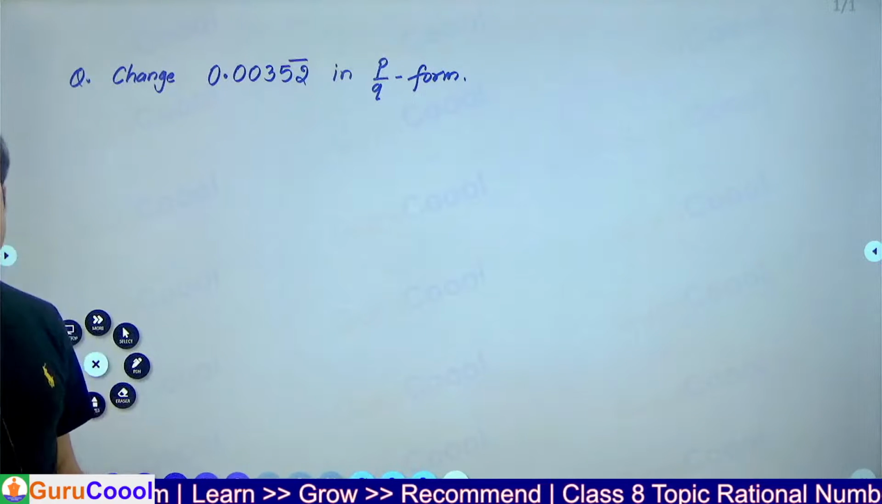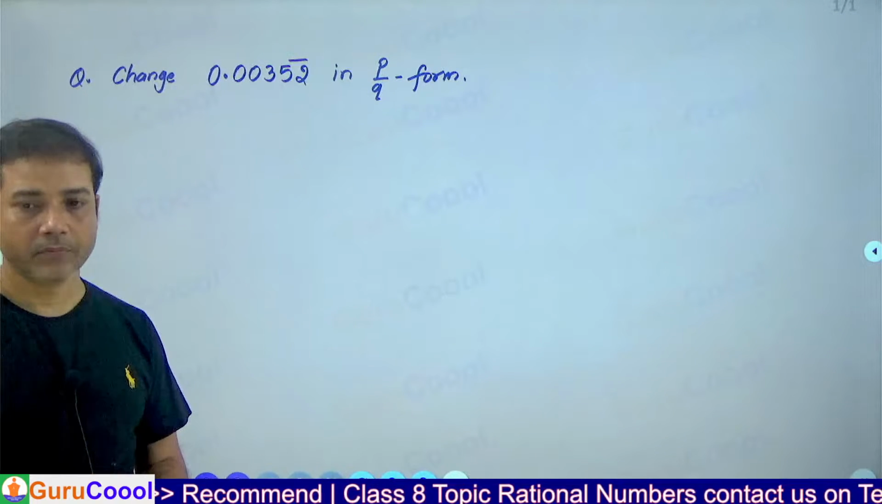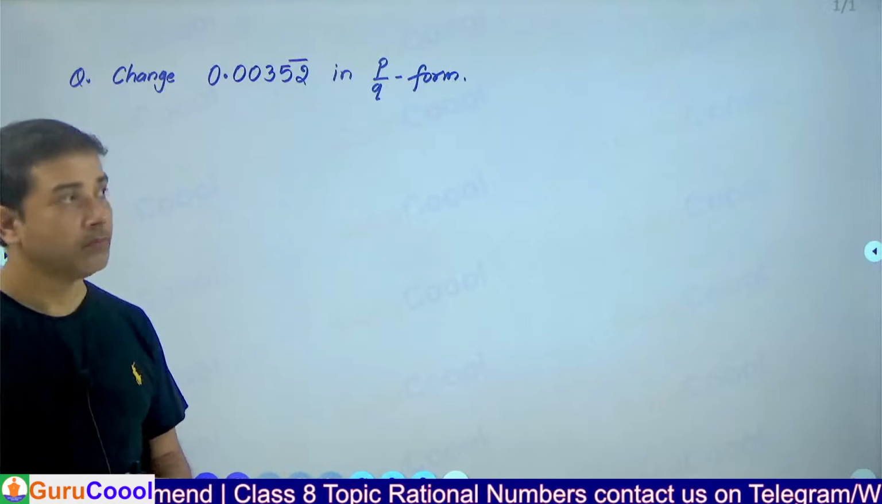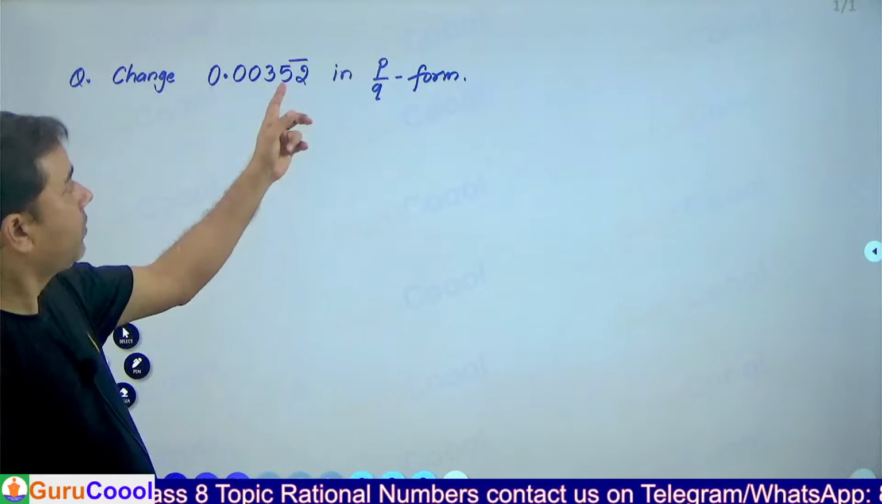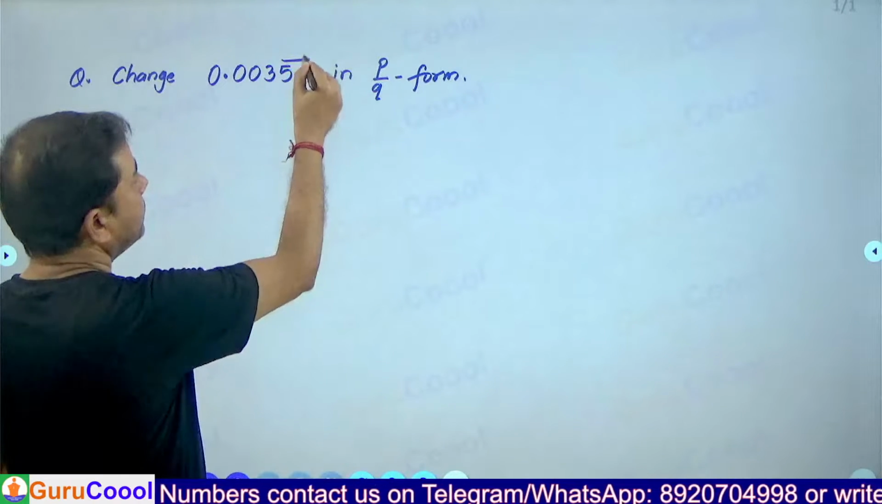Excuse me, sir. Is the bar sign on 2 or on 5 or 2? Bar sign is over 5 and 2. Okay, 5 and 2.